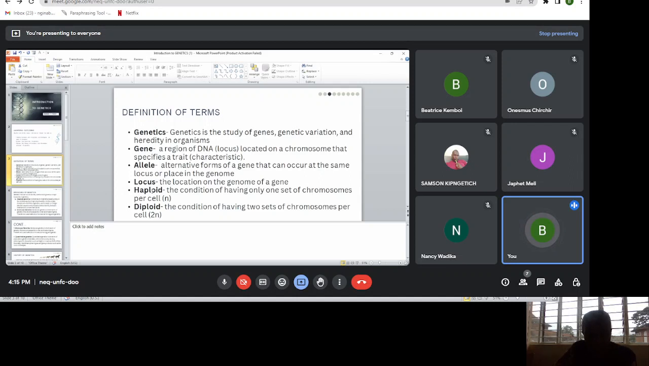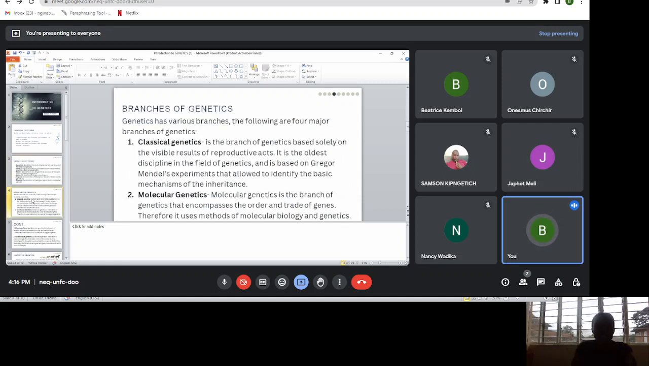The next term is locus, which simply means the location of a gene on the genome. And the last terms are haploid and diploid, in which haploid means the condition of having only one set of chromosomes per cell, while diploid means the condition of having 2 sets of chromosomes per cell. So from there we move on to the branches of genetics.